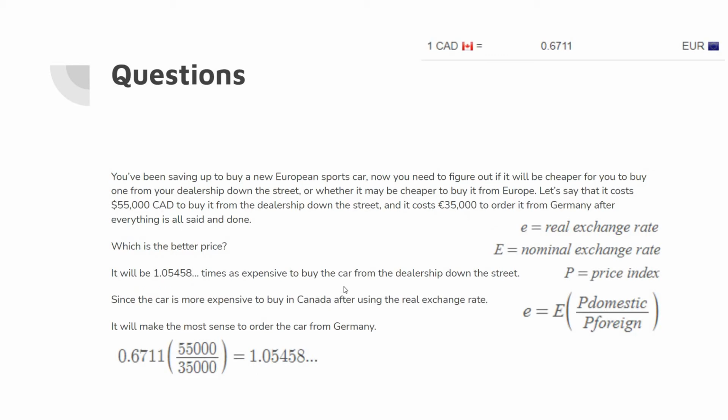In order to do that, we're going to need to pull the conversion rate from Canadian dollar to euro, and we're also going to need to use that equation from earlier. So, we want to calculate the real exchange rate to see what the better price is. Now, we're going to plug in the nominal exchange rate, which is 1 Canadian dollar for 0.6711 euros, and then we have our domestic price and our foreign price. So we'll just plug in all these numbers, and what this comes to tell us is that it's going to end up being 1.05458 times as expensive to buy the car from the dealership down the street. Now, since the car is more expensive to buy in Canada, once we've calculated the real exchange rate, this tells us that it would just make more sense to order the car from Germany.